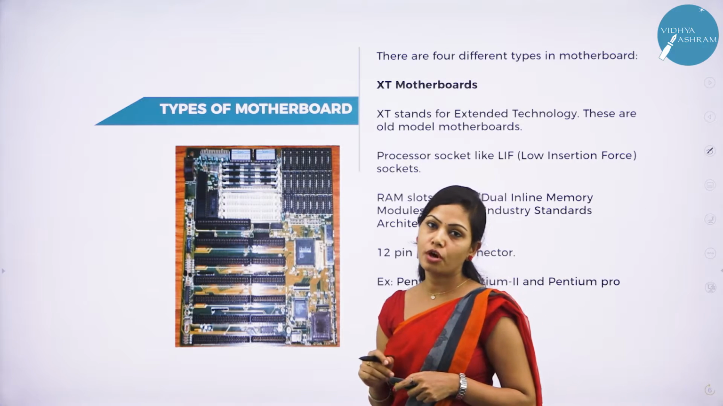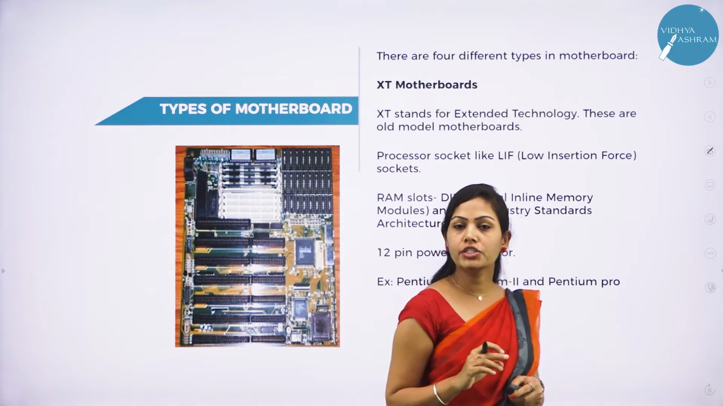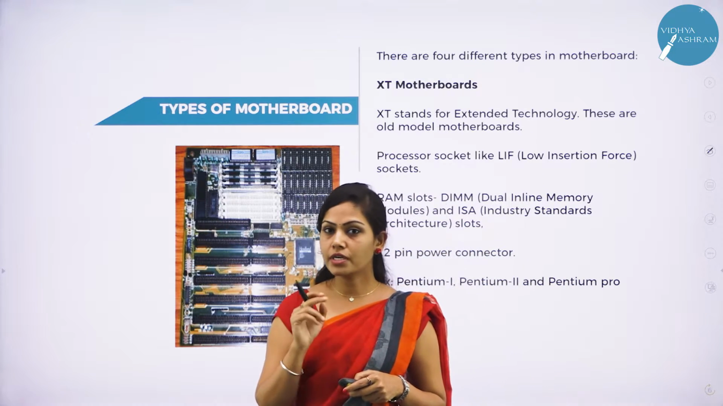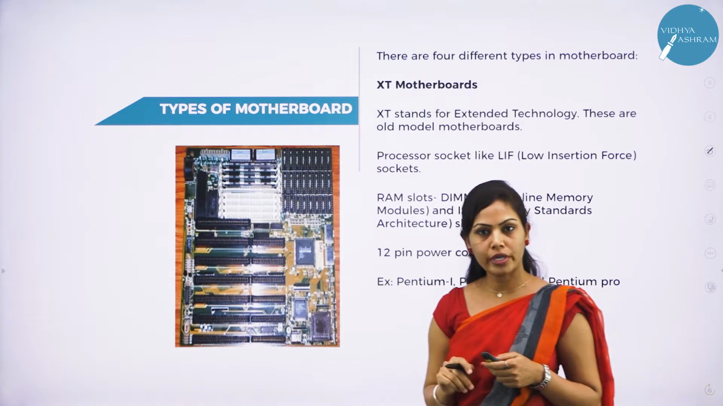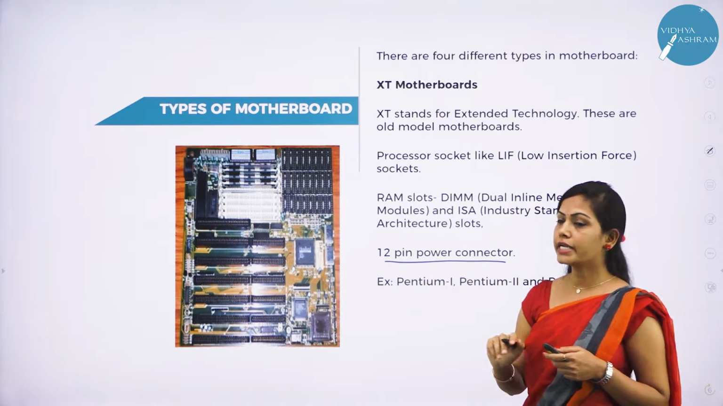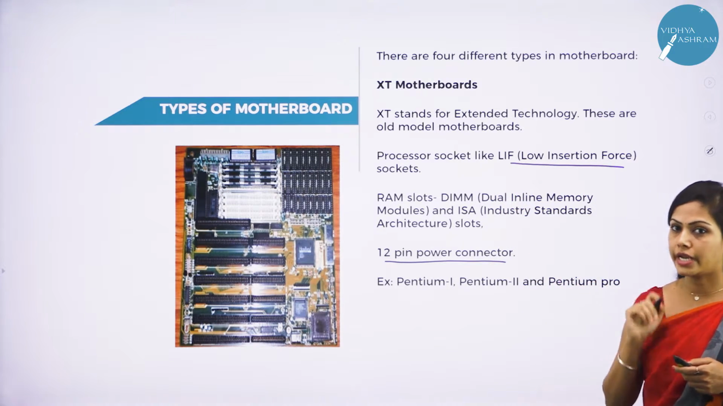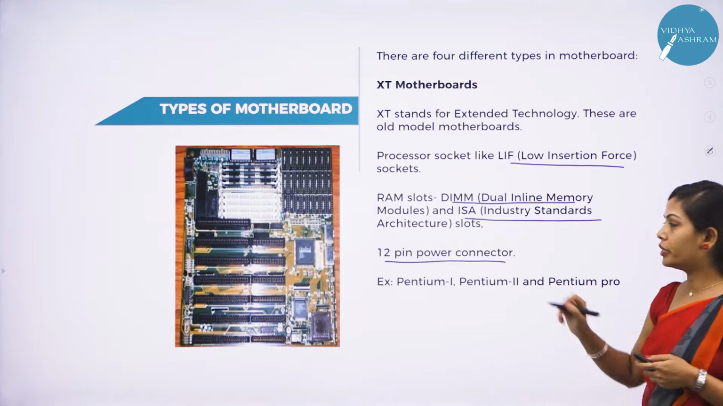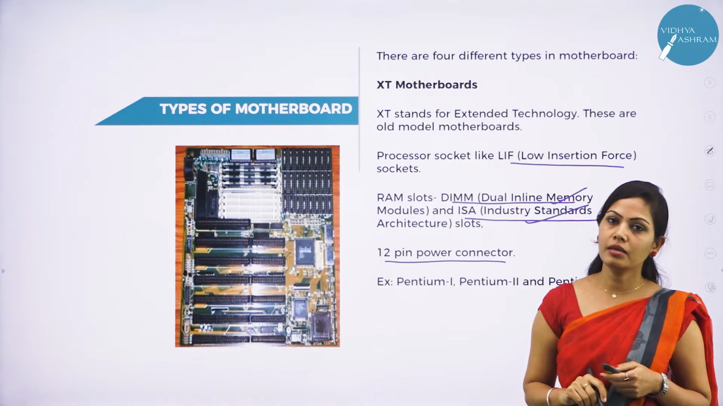Moving forward, types of motherboard. Mainly there are 4 types of motherboard which are differentiated by their size, speed, functionality and compatibility with CPUs. The first type is XT motherboard, Extended Technology motherboard. These are old model motherboards which have 12-pin power connectors. The processor socket used is LIF, which means low insertion force socket, and RAM slots are DIMM and ISA, dual inline memory module, that is DIMM, and industry standard architecture slots we are using in XT motherboard.